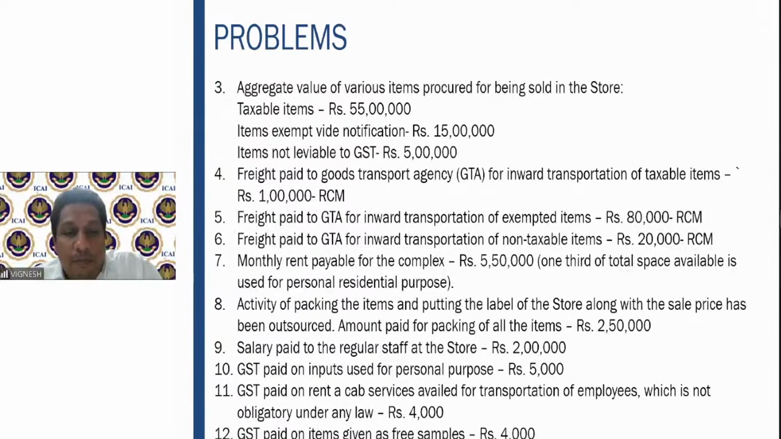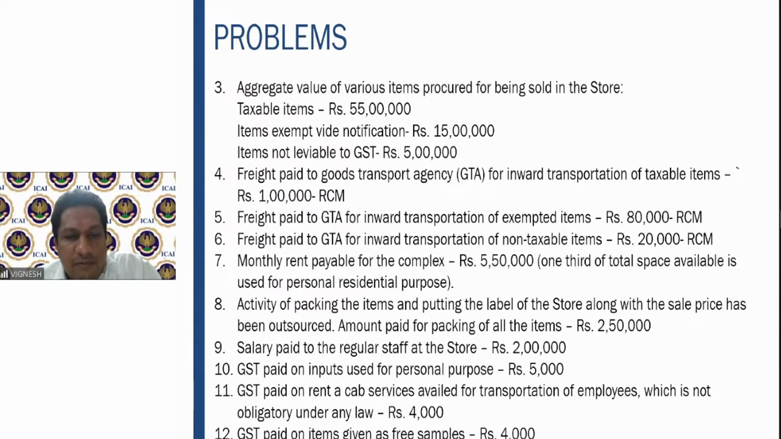Monthly rent payable for the complex, 1,50,000 is the monthly rent. Out of this, one third of the space you are using for personal residential purpose. That means what? Common input tax credit used for business and non-business purposes. Immediately you have to understand this. Then the activity of packing the items and putting the label on the store along with the sale price has been outsourced. Amount paid for the packing is 2,50,000.